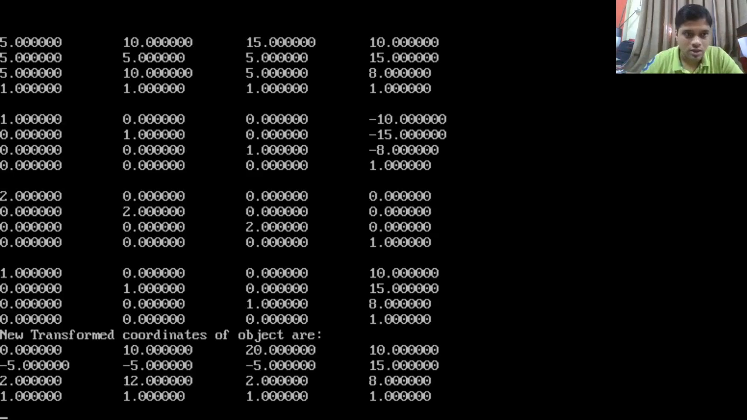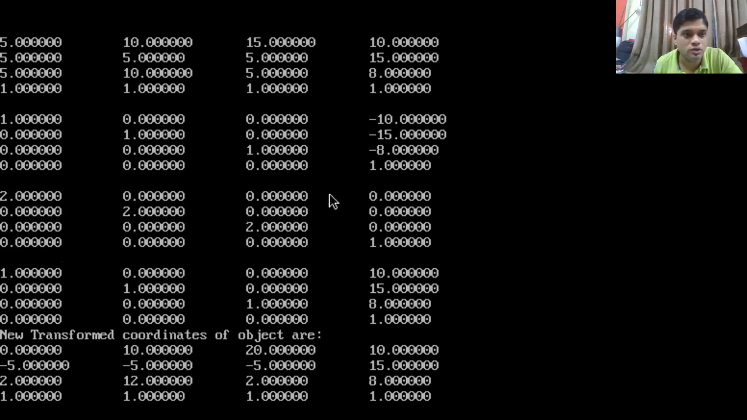So as you can see, this first matrix over here is the object matrix that we have represented: 5, 5, 5, 1, 10, 5, 10, 1, 15, 5, 5, 1, 10, 15, 8, 1. Then the second is the back translation matrix: 1 0 0 minus 10, 0 1 0 minus 15, 0 0 1 minus 8, 0 0 0 1. Then the rotation matrix, the scaling matrix.